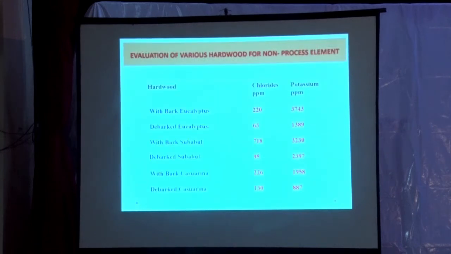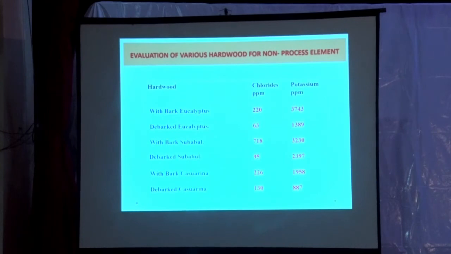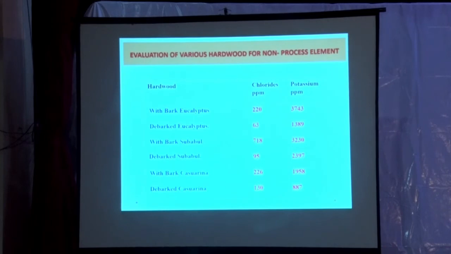In the morning there was discussion on bark. What is the impact of bark? I was discussing with Pradeep at lunch time. The first thing you keep in mind is that there are some operational problems we can deal with, but getting away with bark is not possible. But this is not the case.